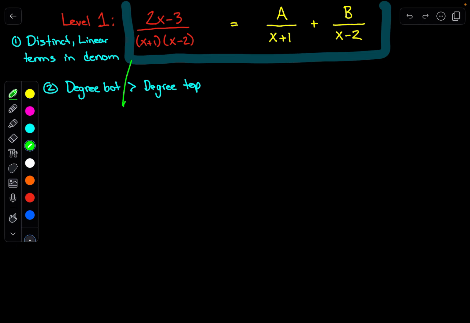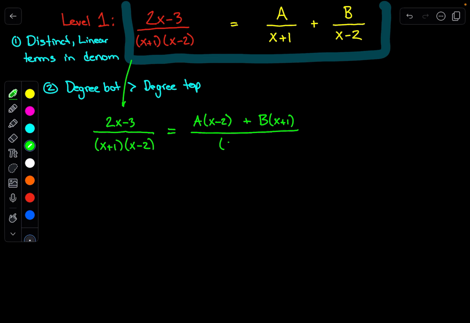And so what I'm going to do is keep the left side exactly as it is, but get common denominators on the right side. That way I can combine those 2 fractions, right? Because both sides are supposed to be equal. And so if I multiply A by x minus 2, and I multiply B times x plus 1, the denominators of both of those will very quickly become x plus 1 times x minus 2.